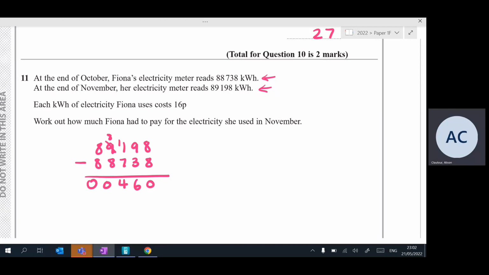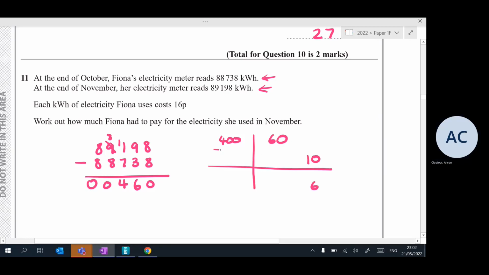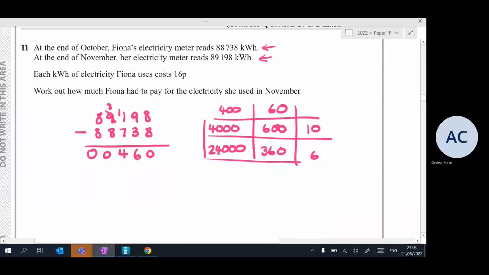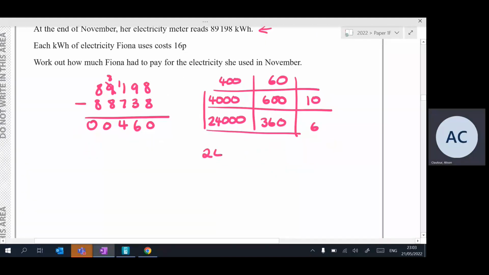So however you like to do long multiplications, you might want to do 400 and then 60, and 16 is 10 and 6. So I think that makes it quite easy. So multiply these two by 10. 6 times 6 is 36, and then you've got a 0 on the end. 6 times 4 is 24, and you've got 3 zeros on the end. So the grid method does make things super easy. And then we just want to add them all up.